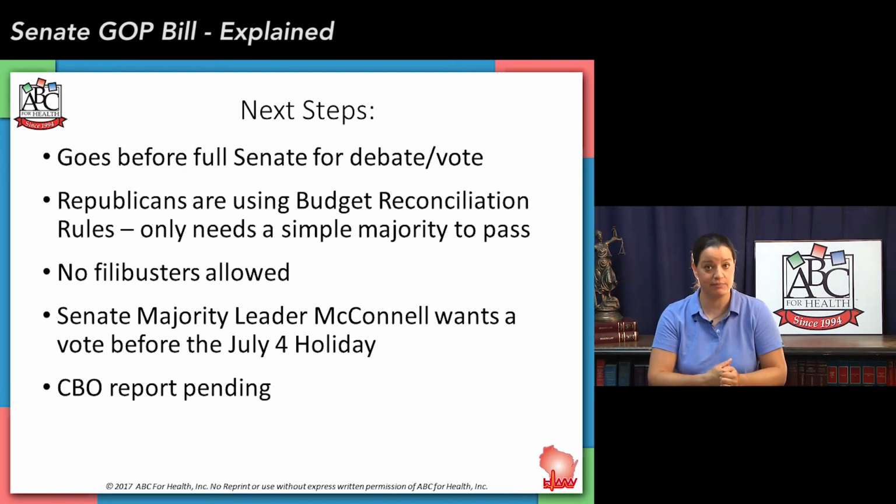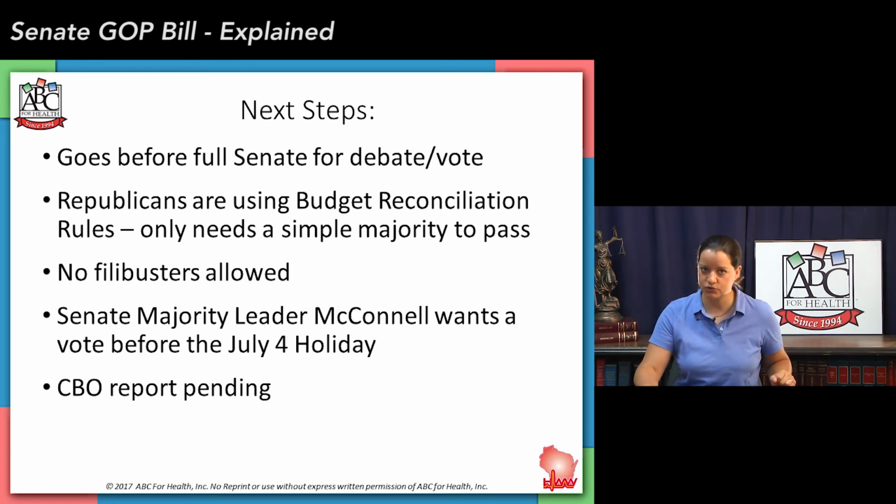Again, they need a simple majority. So if as many as 2 Republicans don't like it, that would not pass. Like I said before, they are using a budget reconciliation process to do this, so they only need a simple majority, which also means that there are no filibuster options. So if they do call a vote, it will go to a vote. Mitch McConnell, like we said, wants to do this quickly, but one thing hasn't come back yet, and that's the Congressional Budget Office report on the cost and the impact of this legislation.